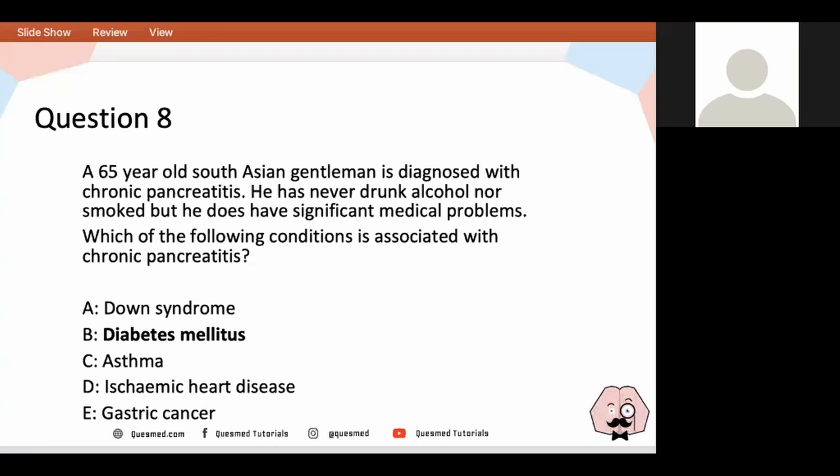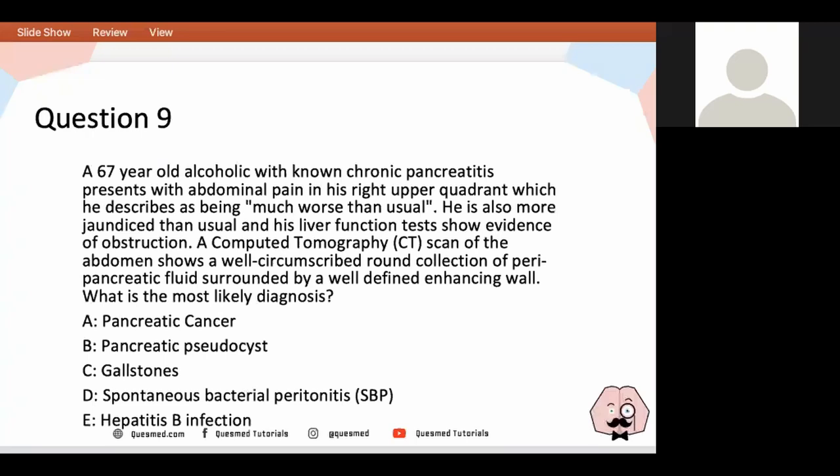Chronic pancreatitis is associated with an increased risk of developing pancreatic cancer. And patients may have a variety of other comorbidities, but certainly chronic pancreatitis is associated with diabetes. And so now, I think this is actually our last question.